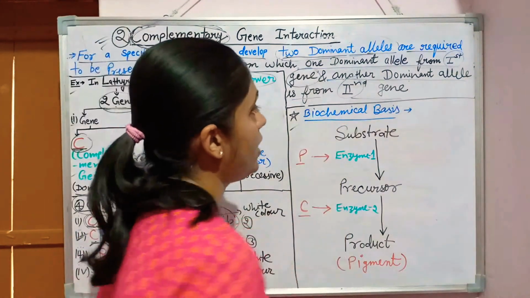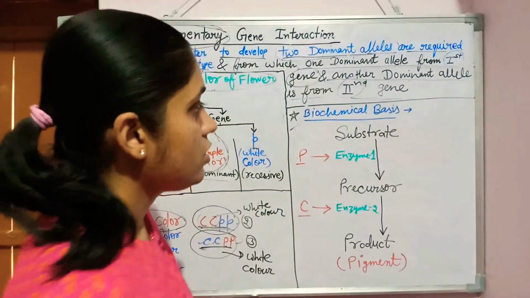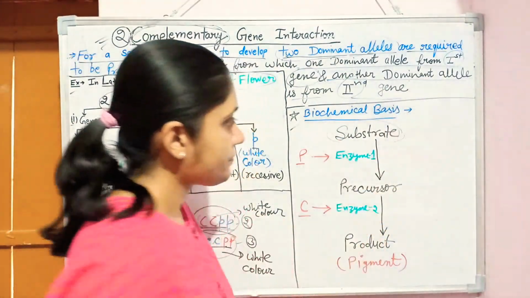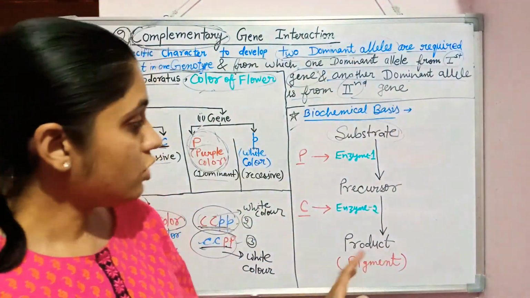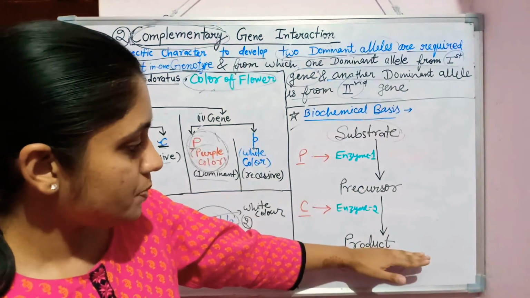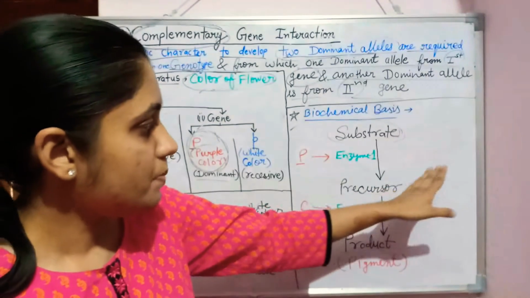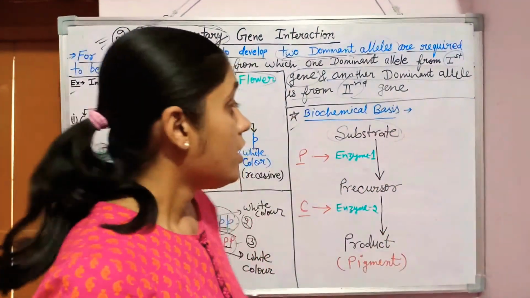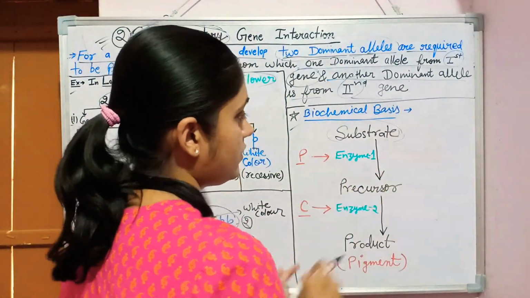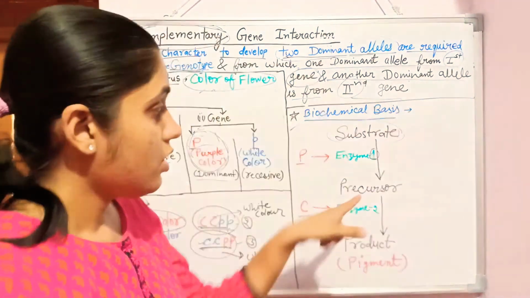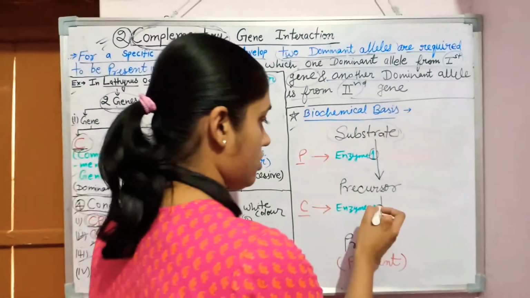And what is the biochemical basis of this complementary gene interaction? You know, in biochemistry, first of all the substrate is converted into the product. Before the formation of this product, some precursor is also formed, so a precursor stage is also present. First of all, the substrate is converted to the precursor in the presence of enzyme 1, and the precursor forms the product in the presence of enzyme 2.